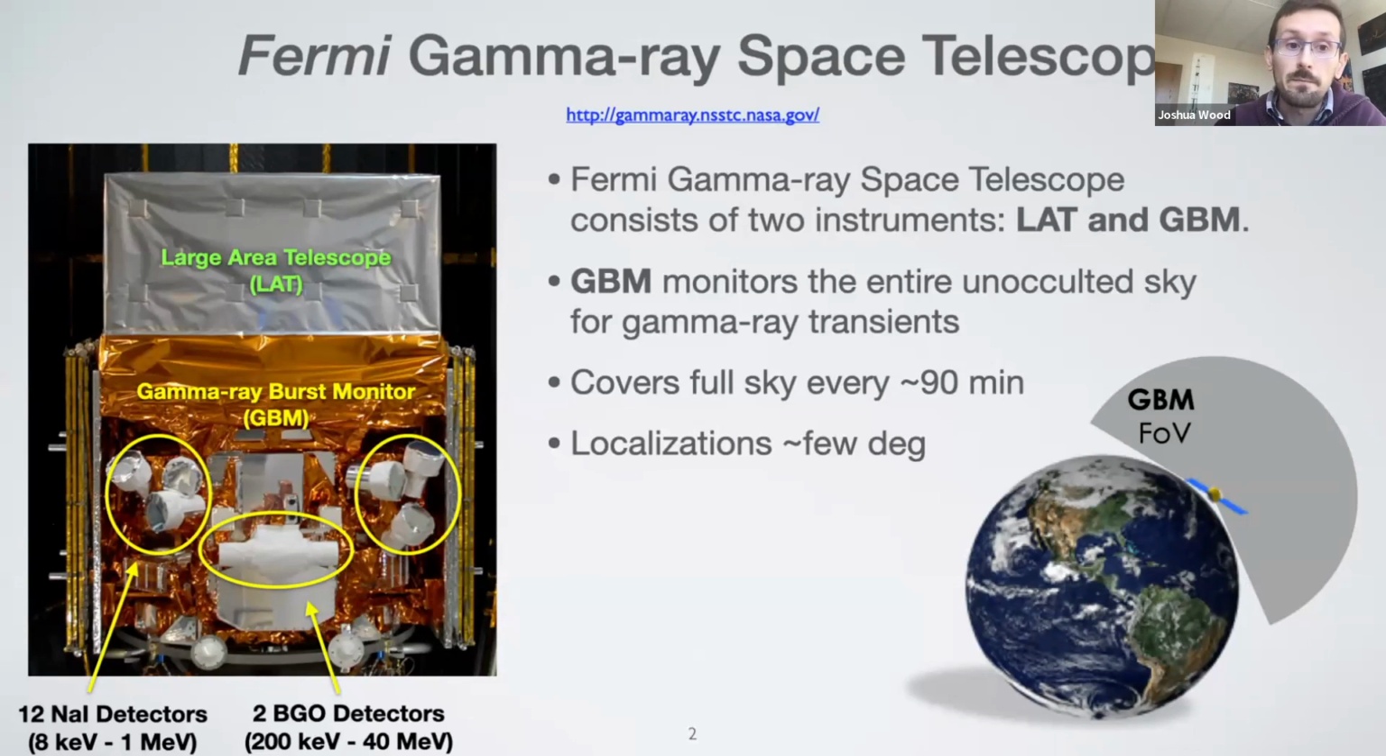And the strength of this type of instrument is that it monitors the entire unocculted sky, so that's everything that isn't blocked by the Earth in that picture on the bottom right there, looking for short, on the order of seconds to minutes, gamma ray transients. And then once you account for the full orbit of the spacecraft, it covers the entire sky every 90 minutes and provides localizations for these transients to within a few degrees, which is okay. It's not great, but the strength here is the ability just to capture huge swaths of the sky looking for these short transients.